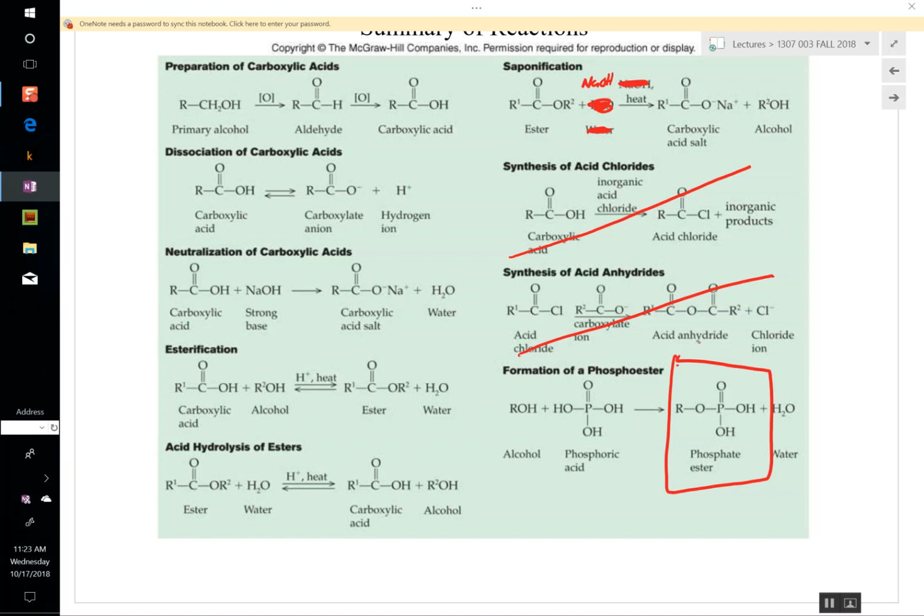We'll come back to this in chapter 20 when we look at DNA and RNA. We'll point that out again. So that's it. There's a lot of critical reactions right here in chapter 14. Any questions? I'm going to move on now to the last organic class, where we deal with nitrogen. All right, ready for chapter 15?